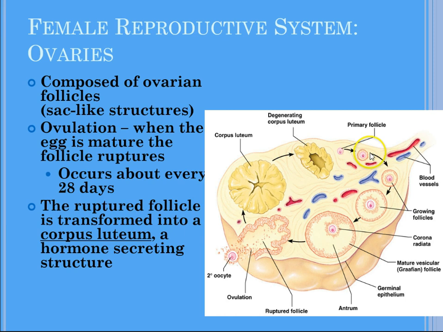But here you have the follicle, right, and it's growing and growing and growing. And then here's your little oocyte, then it ruptures, the egg is released, that's during ovulation, and then this tissue is transformed into what's called corpus luteum, and then it degenerates. And so that's the cycle for each of the follicles.